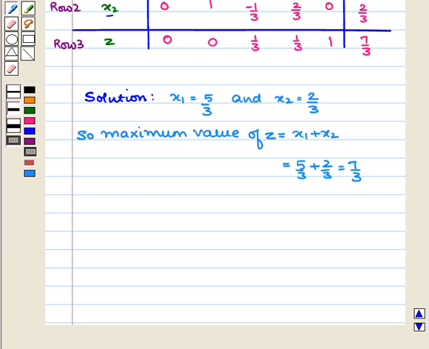This is the required method of solving a standard maximization problem.